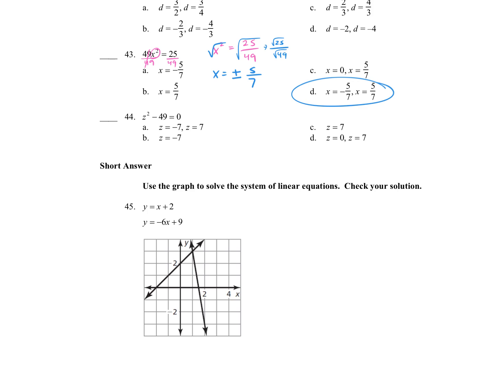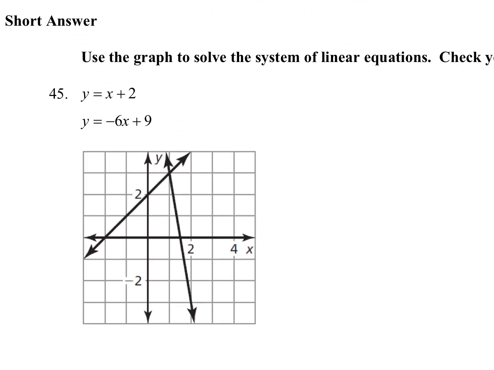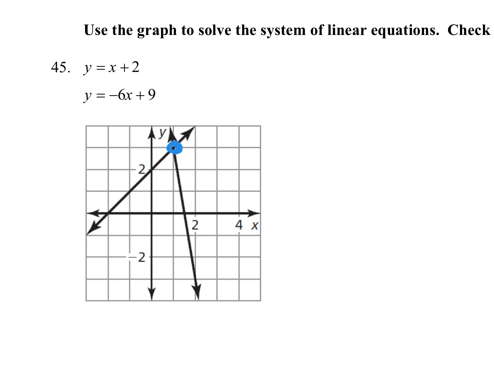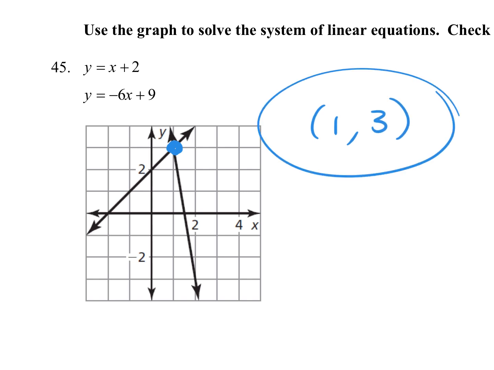For 45, it says use the graph to solve the system of equations. So where our two lines intersect, that is our answer. So this point would be 1, comma, 3. So that would be the answer. So you're just looking for the intersection.